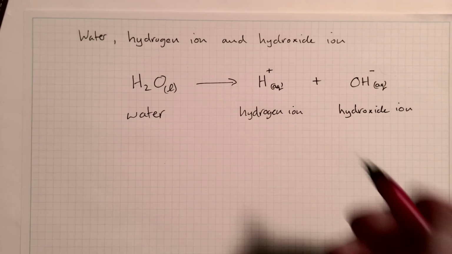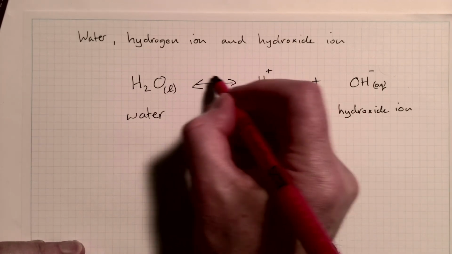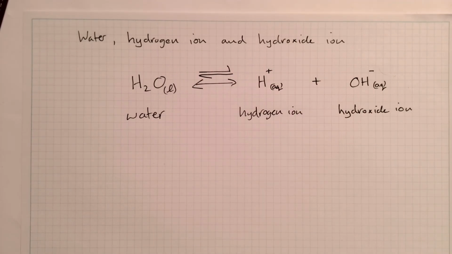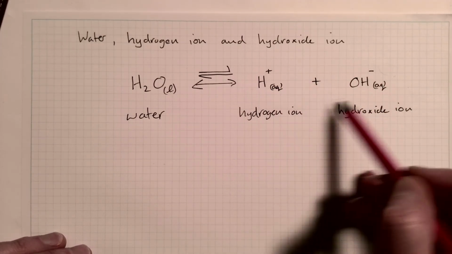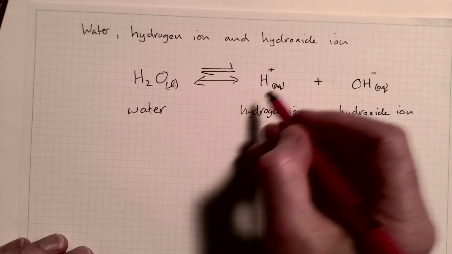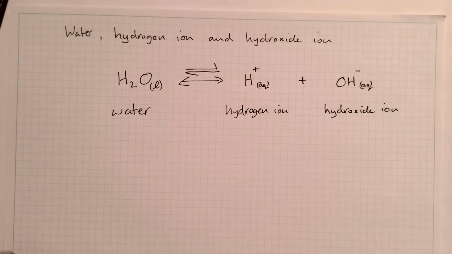Now, this process happens in reverse. So essentially, we could put in the proper arrow for that reaction. But essentially, this is a dynamic process. Every now and then, a water molecule dissociates, and then it gets back together again, because these two things are driven to react with each other again. But as I say, the story is a little bit more complicated. So we're just going to leave it there for this lesson.